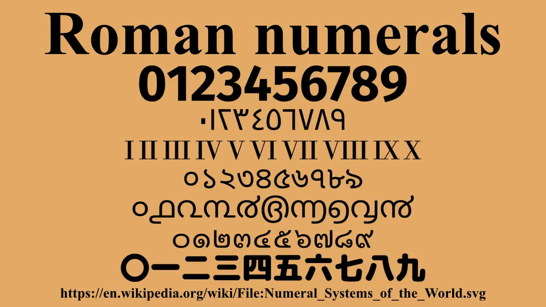A few examples of the current use are names of monarchs and popes, e.g. Elizabeth II of the United Kingdom, Pope Benedict XVI. These are referred to as regnal numbers, e.g. II is pronounced the second.